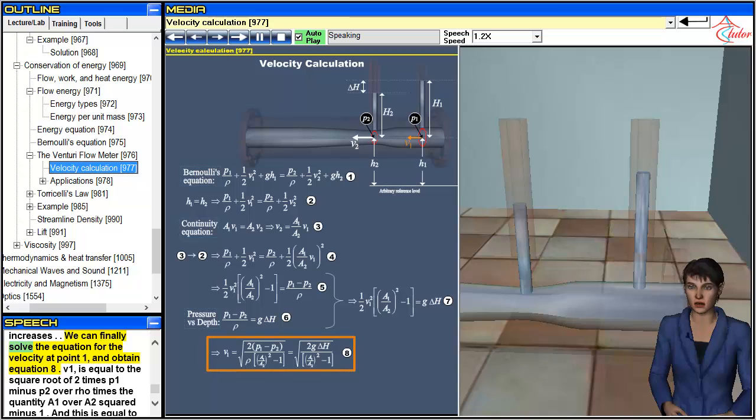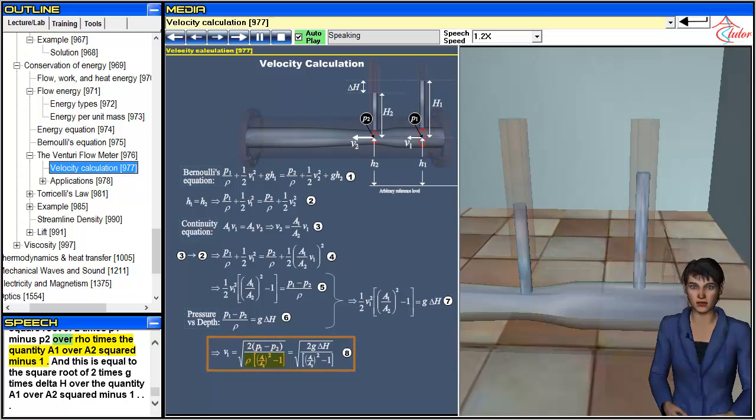We can finally solve the equation for the velocity at point 1, and obtain equation 8. V1 is equal to the square root of 2 times (P1 minus P2) over rho times the quantity (A1 over A2) squared minus 1. And this is equal to the square root of 2 times g times delta h over the quantity (A1 over A2) squared minus 1.